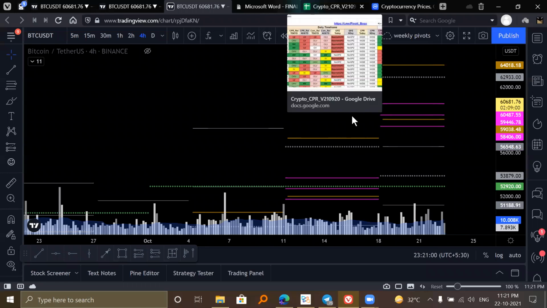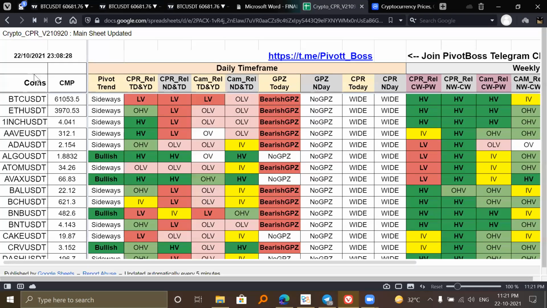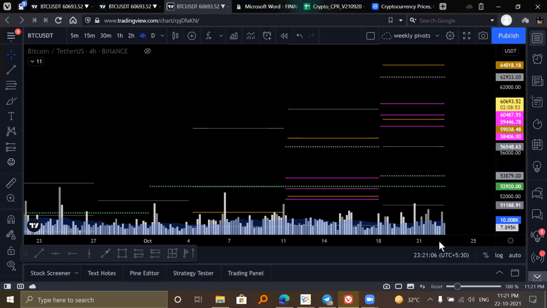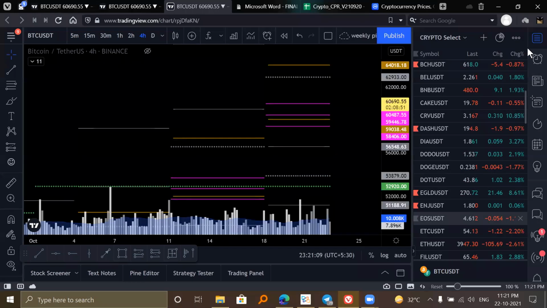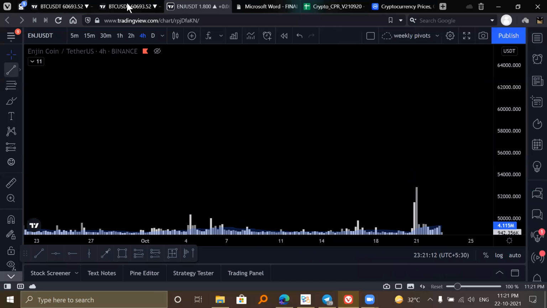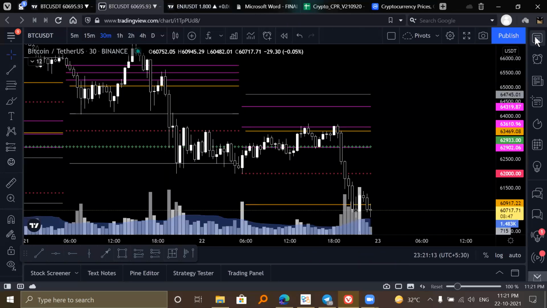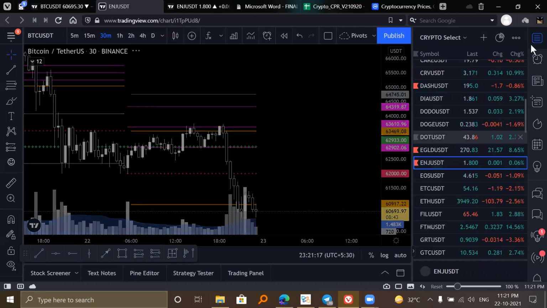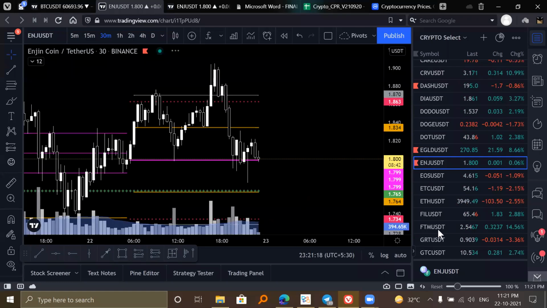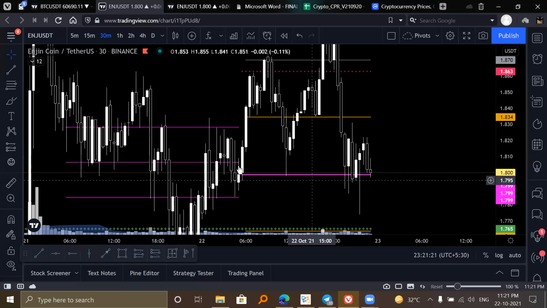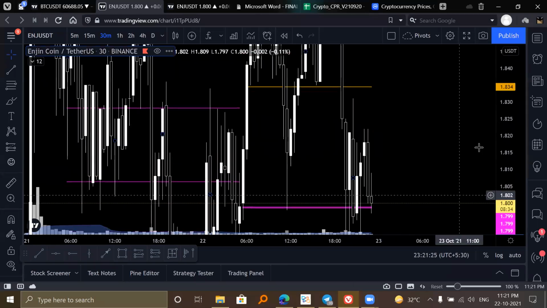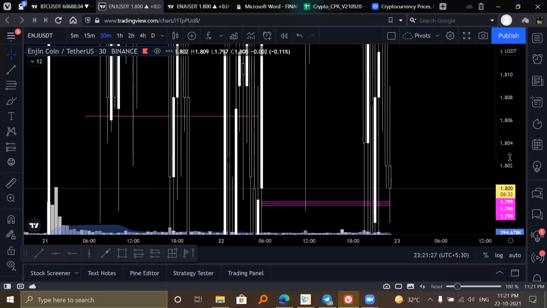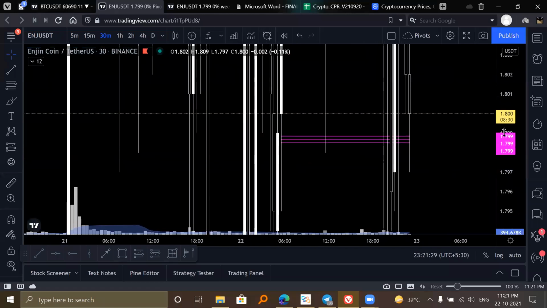Like for example, which one was narrow? Narrow was in ENJ USDT. Let's open ENJ USDT. Yeah, ENJ USDT. You can see this. Today's CPR is very narrow. This TC, BC and pivot are very close to each other.